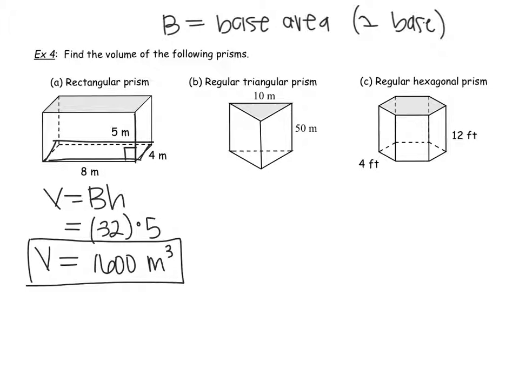I actually have one too many zeros here. It's actually 160 meters cubed. So 32 times 5, 160 meters cubed.